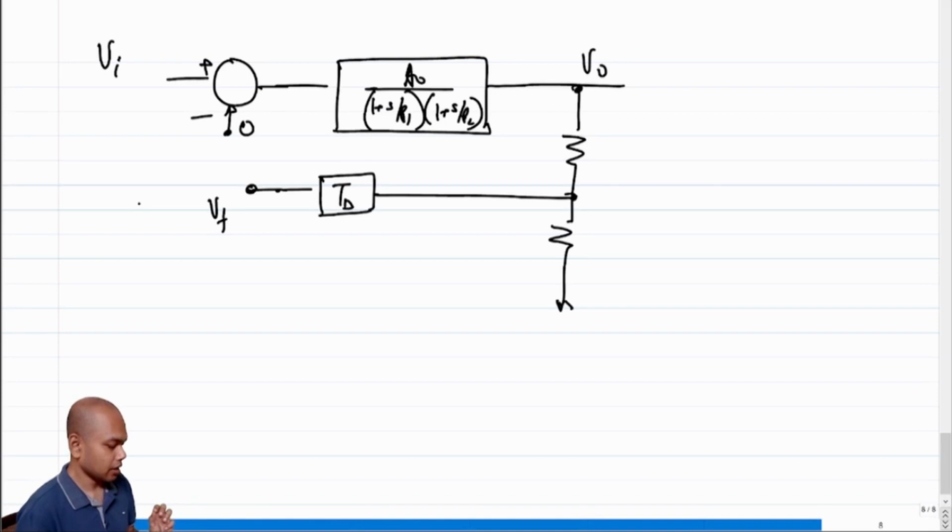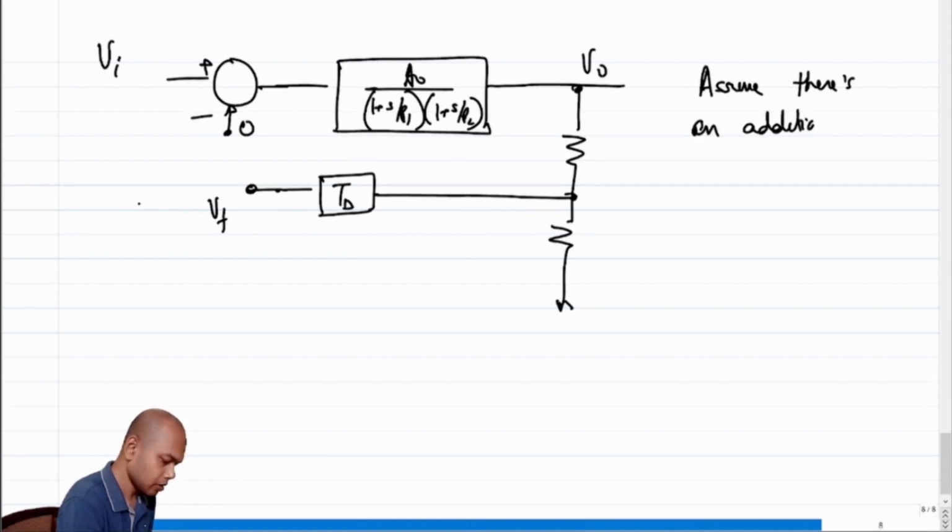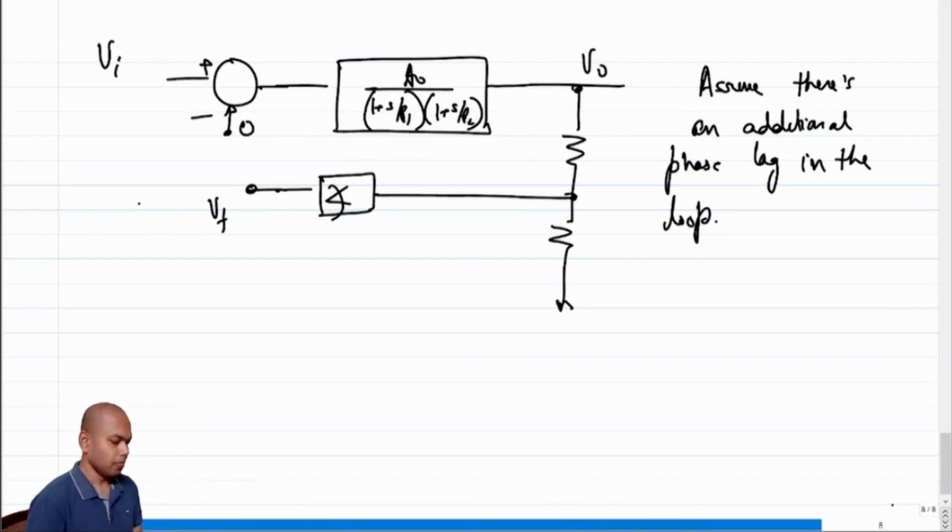And the additional delay is such that, assume there's an additional, so let me simply write it, phase lag, right? Additional phase lag in the loop. Source can be an additional pole or something else. So what will this do?